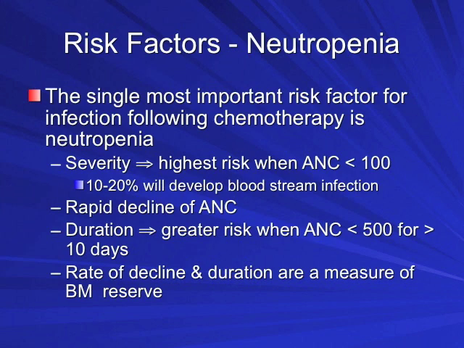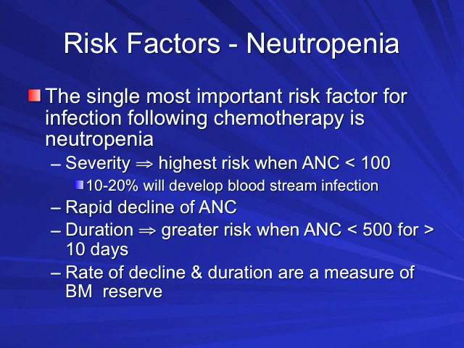Okay, now neutropenia has kind of been the bread and butter of these kinds of talks because it's the single most important risk factor for the development of an infection during chemotherapy for cancer. So we have to consider a couple things. One is the severity of the neutropenia. So the highest risk for infection is when the ANC drops below 100. Also, patients with a very rapid decline in their ANC as they head into their nadir. Both of those are associated with reduced bone marrow reserve.